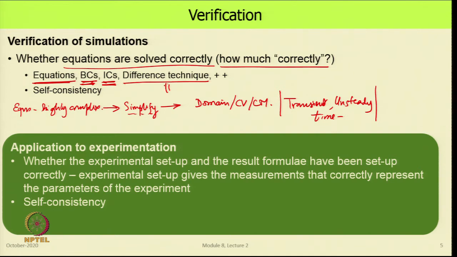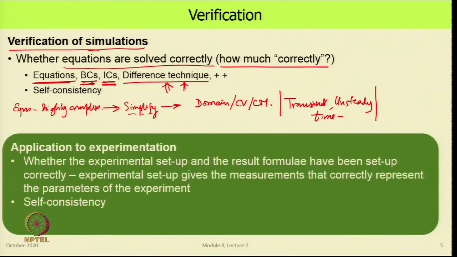Then the big issue is about the difference technique that is used, whether it is finite element, finite difference or finite volume. We have always got before us a variety of techniques to choose from. Which one of those we used and how we solved it, all of that puts in limitations on the goodness of the result and introduces errors as well.